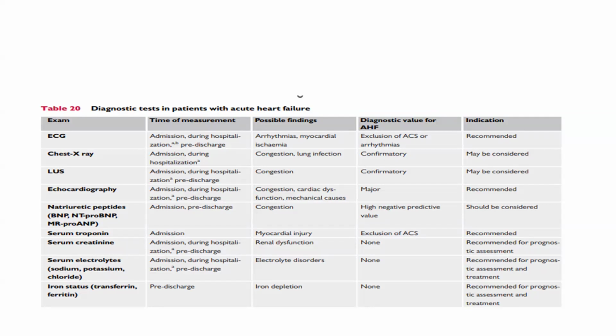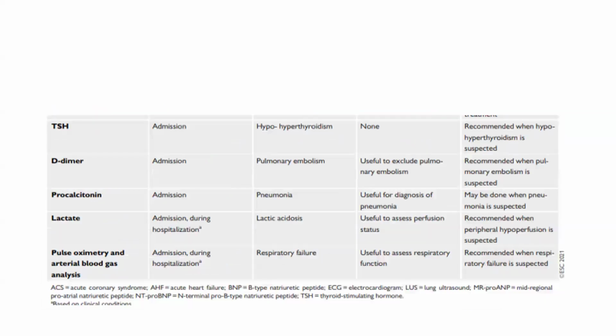Serum electrolytes are needed to diagnose electrolyte disorder, and iron status is very necessary because anemia is one of the precipitating causes for heart failure. Then, similar to the iron profile, thyroid stimulating hormone and thyroid profile is necessary because hypo or hyperthyroidism is one of the etiologies for acute heart failure.